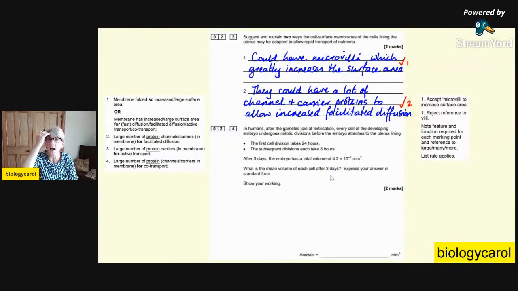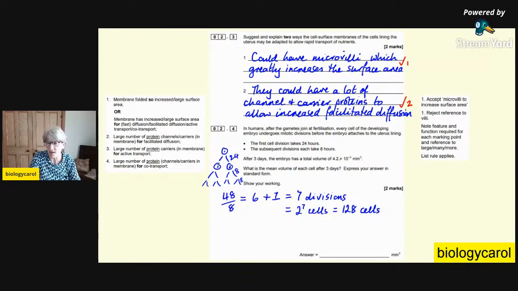Well, we've got to work out the number of cells that are in that total volume. And therefore, here am I drawing a silly little diagram just to remind me that it takes 24 hours to double once and then 8 hours to double each subsequent time. So I've got to take 24 hours away from 3 days. So that leaves me with 2 days. And then I've got to work out how many 8 hours there are in 2 days. And that, of course, is 48 hours divided by 8, which is 6, and then plus 1, because the other 24 hours was a cell division. So I've got 7 cell divisions in 3 days.